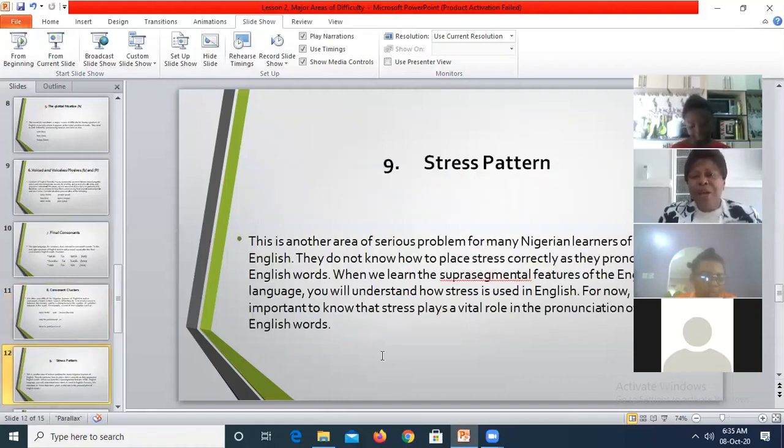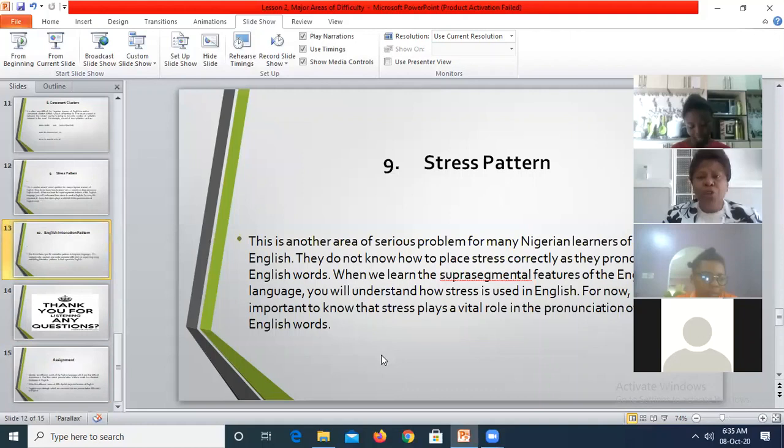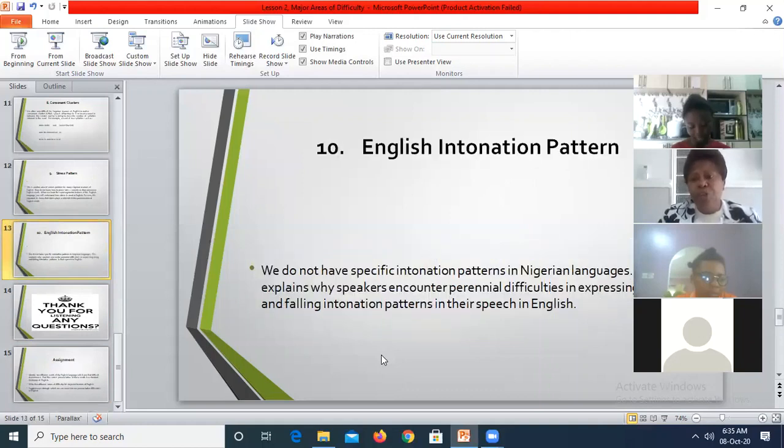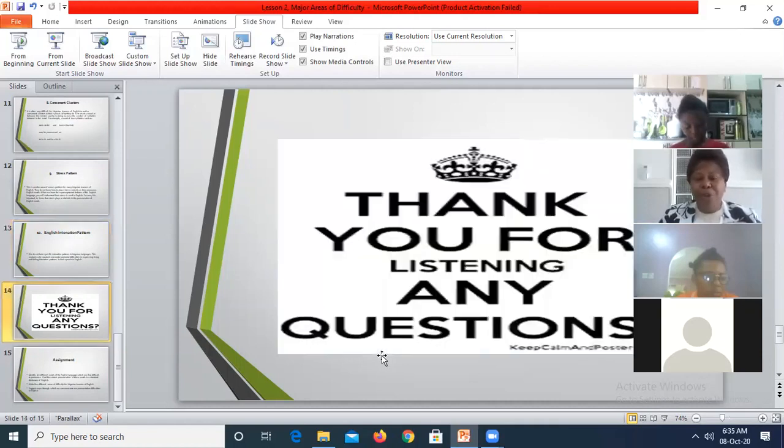Another area of difficulty you would have would be with the stress pattern of the English language and the intonation pattern of the language. These two areas are bound to give you some difficulties, but I do not want to bother you with this at this moment, because we will come across them when we get to the prosodic features of the language, otherwise known as the suprasegmentals. At this level, I want you to give attention to the primary aspect, the sounds of the English language, the vowels and the consonants. I know you will have some questions for me. I thank you very much for listening. Now, questions?